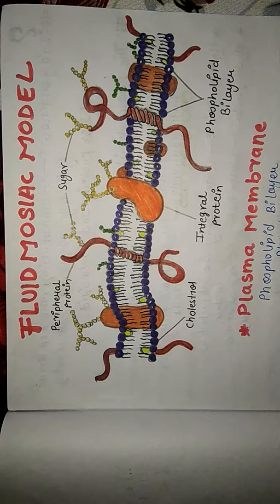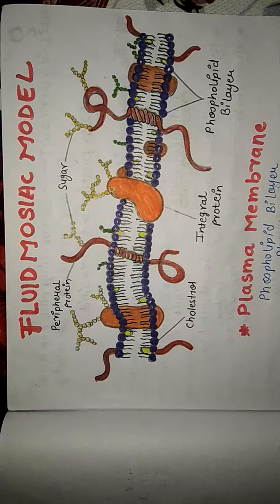So here we are with a new topic, that is the fluid mosaic model. This was given by Singer and Nicolson in 1972. It is an important topic from the examination point of view also for class 11 biology students. So let us talk about this model.